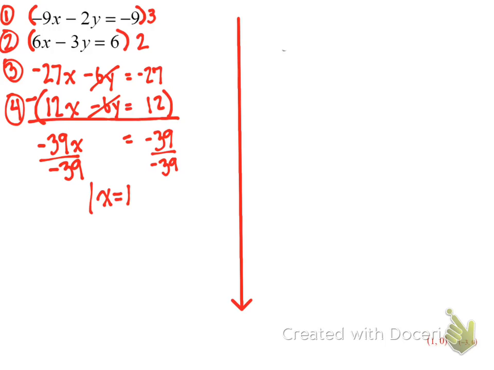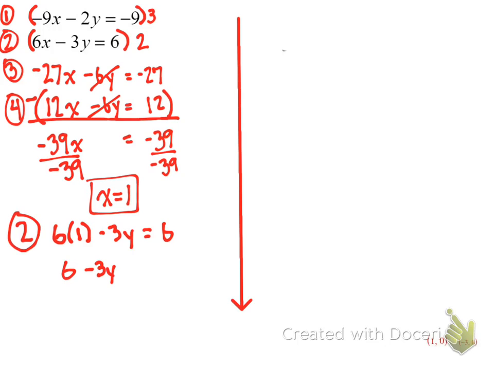Okay? What I'd like you to do now is take this 1, substitute it back, and give me your final answer as an ordered pair. Ready, set, go. So on this section, you pick whatever one you want. It doesn't matter which equation you use. Let's use equation 2, okay? So in equation 2, instead of x, I'm going to put in 1. So we have 6 times 1 minus 3y is equal to 6. So 6 times 1 is 6, minus 3y is equal to 6.